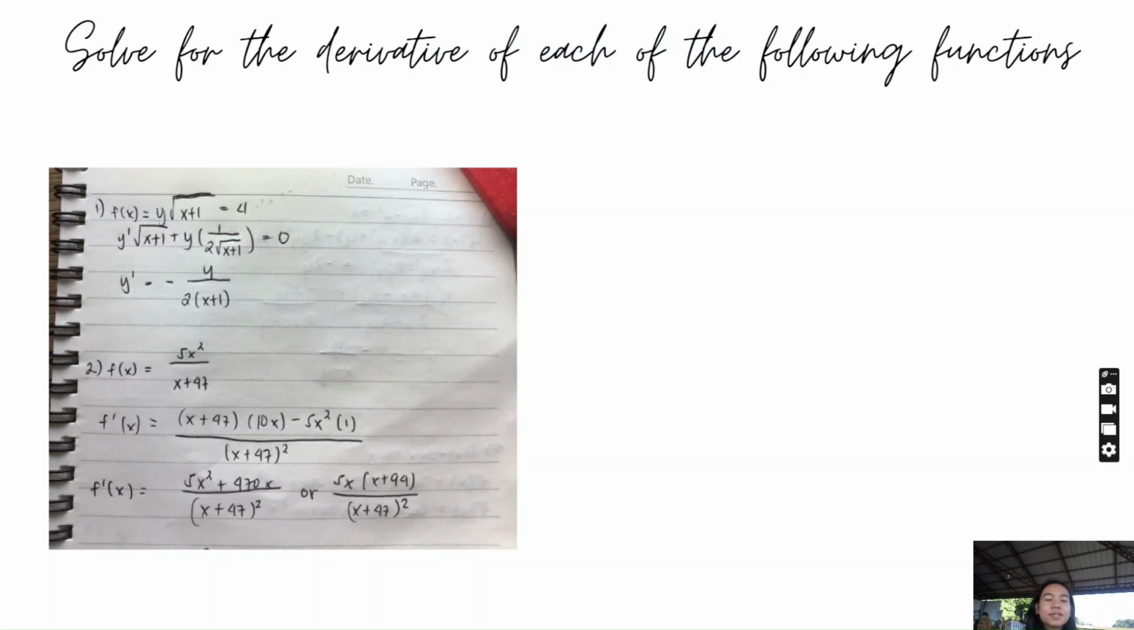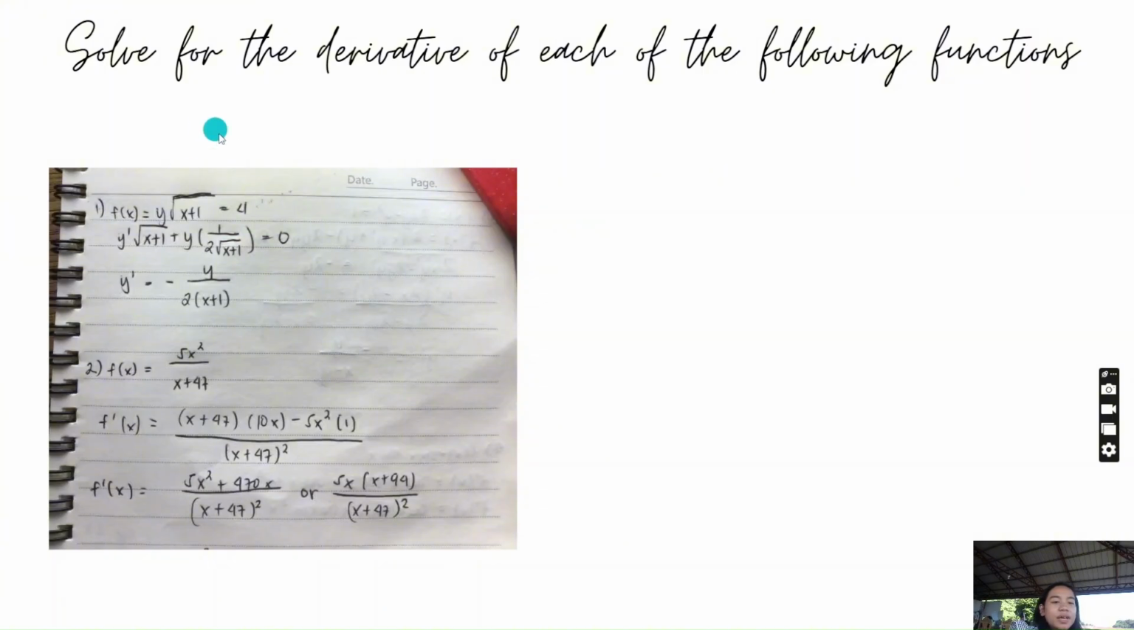Today, I am going to solve for the derivative of each of the following functions that were given during our final examinations. To start with, we are given the first function, which is y times the square root of x plus 1 equals 4. This type of differentiation is an implicit differentiation in which y is mixed with x and y is not yet isolated, and therefore we are going to differentiate both sides with respect to x.